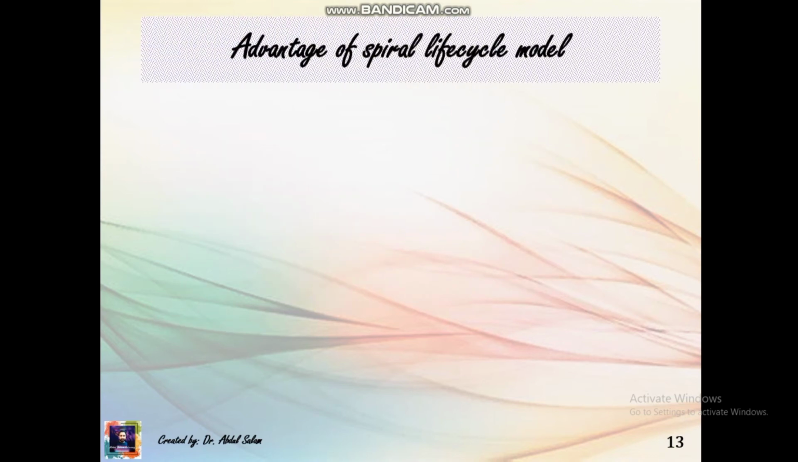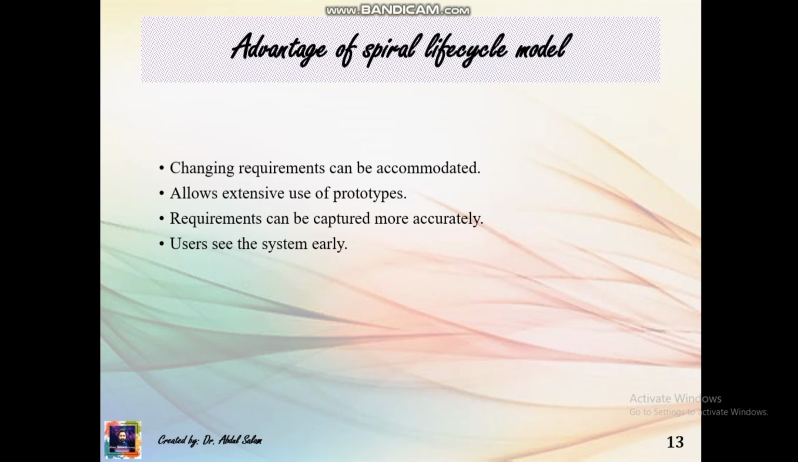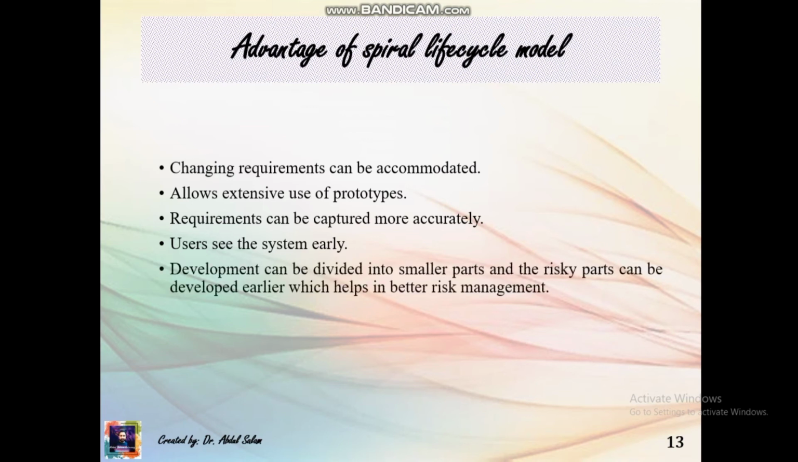Advantages of the spiral life cycle model. Changing requirements can be accommodated, it allows extensive use of prototypes, requirements can be captured more accurately, users see the system early, and development can be divided into smaller parts and the risky parts can be developed earlier, which helps in better risk management.